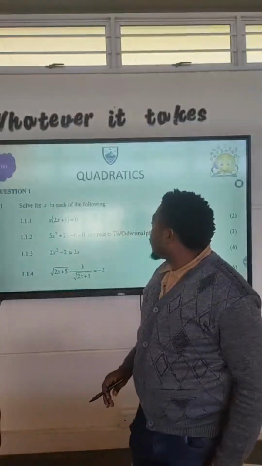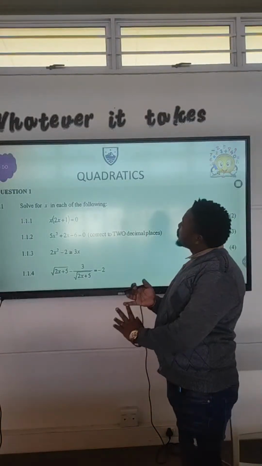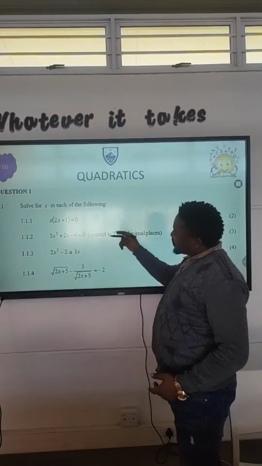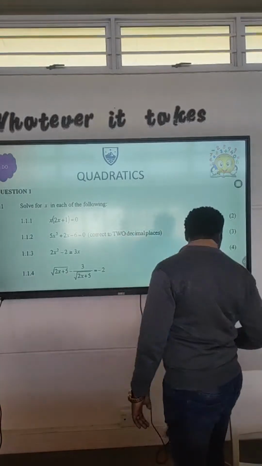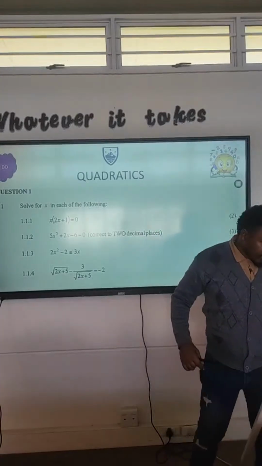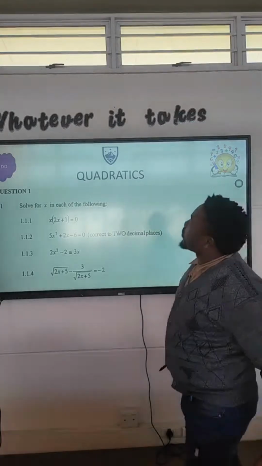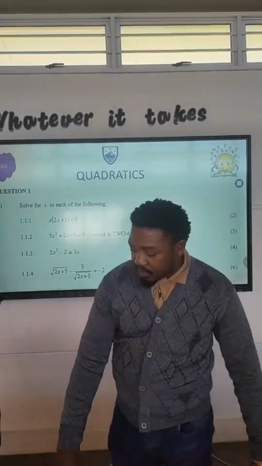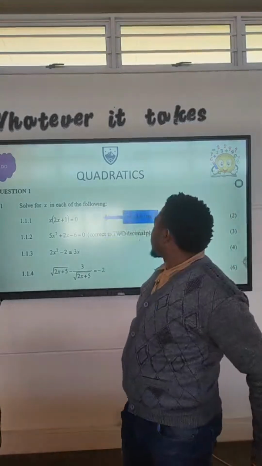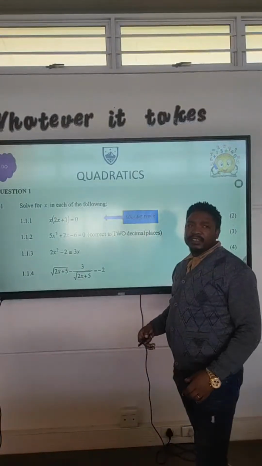And this is what we're going to do. I hope the whole screen is visible. We'll be dealing with such problems in question 1. We call them quadratics. So there are different types of them and different methods of how to solve all of them. Let's start with the first one. These are the basic solving for x, where you have to find the factors.